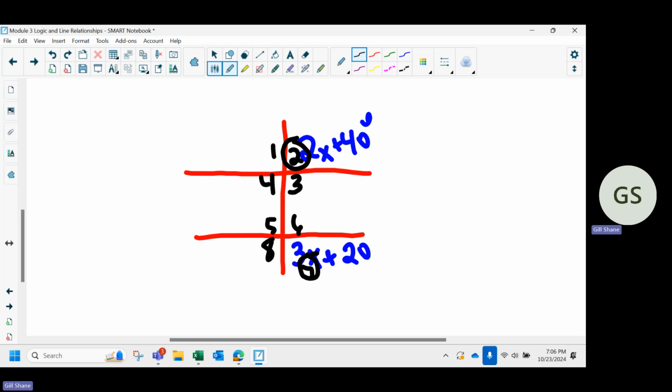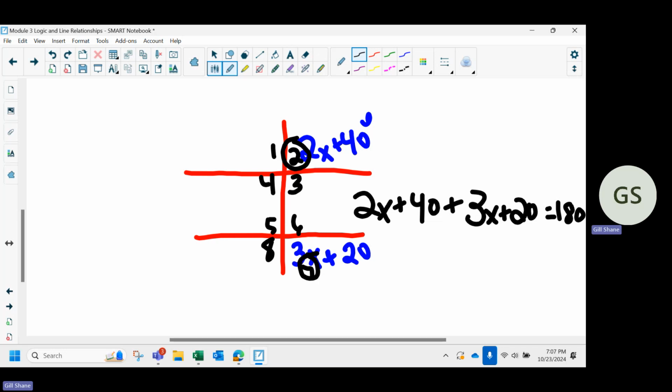That's an odd one. Well, we said one even and one odd would add up to 180. So you would add those two things together and set them equal to 180. 2x plus 40 plus 3x plus 20 equals, boy, I'm going to run out of room, but that's fine, 180. So that's a way you can do it.